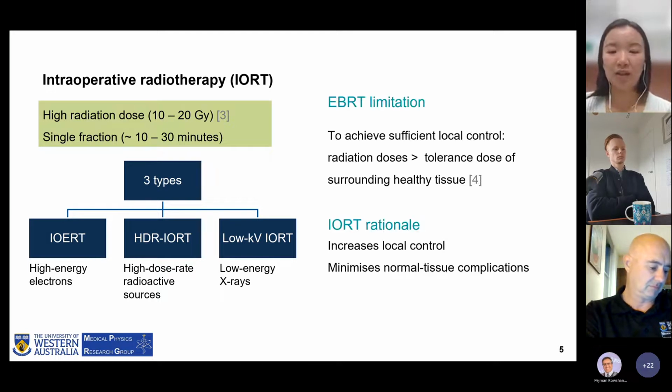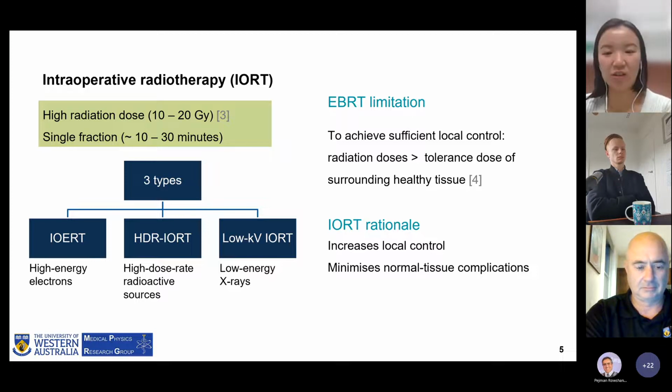You might ask why you don't just irradiate the patient with an external beam after surgery. Well, in many cases, to achieve sufficient local control, the radiation doses to kill the cancer must exceed the tolerance dose of surrounding healthy tissues. This is where IORT comes in. It increases local control while minimising normal tissue complications.